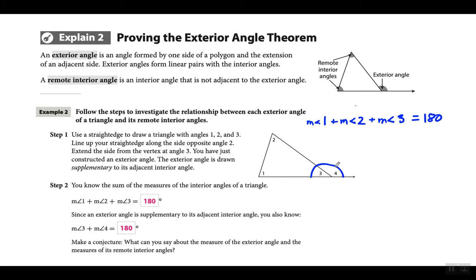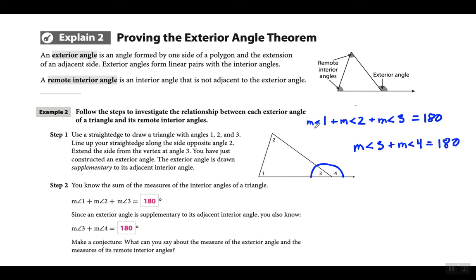Este ángulo exterior con este ángulo interior forman una pareja lineal, que quiere decir que la suma te tiene que dar 180, porque una línea recta siempre mide 180 grados. Okay, so the measure of angle 3 plus the measure of angle 4 equals 180.